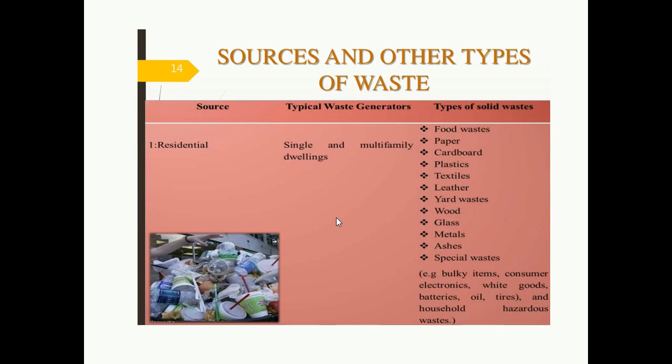Next we come to the sources and types of waste. Here we are observing a tabular form. The first column is source, the second column is typical waste generators, and the third column is types of solid waste.